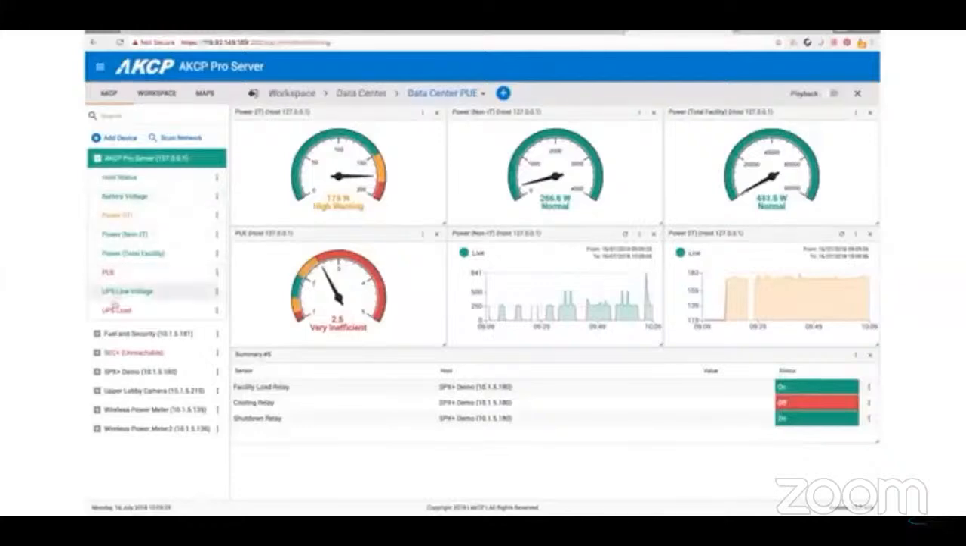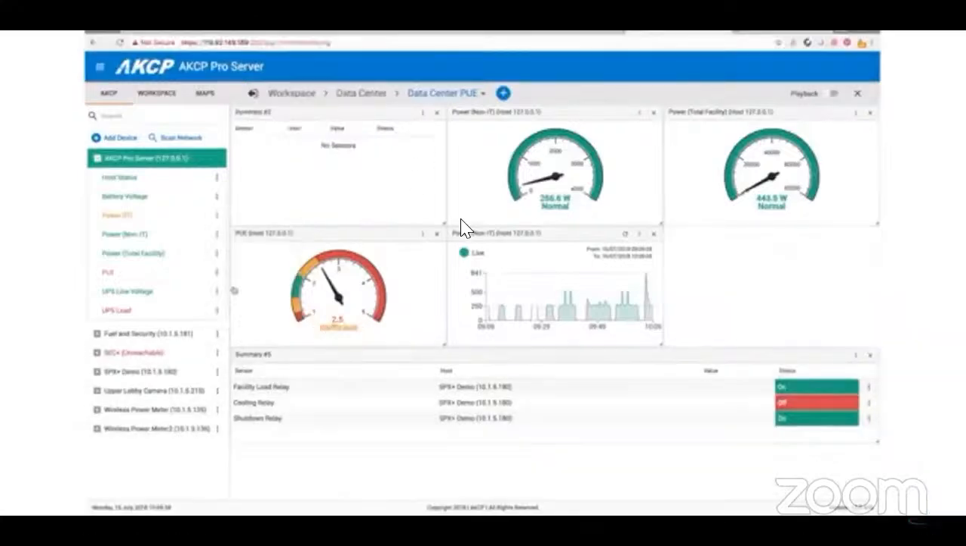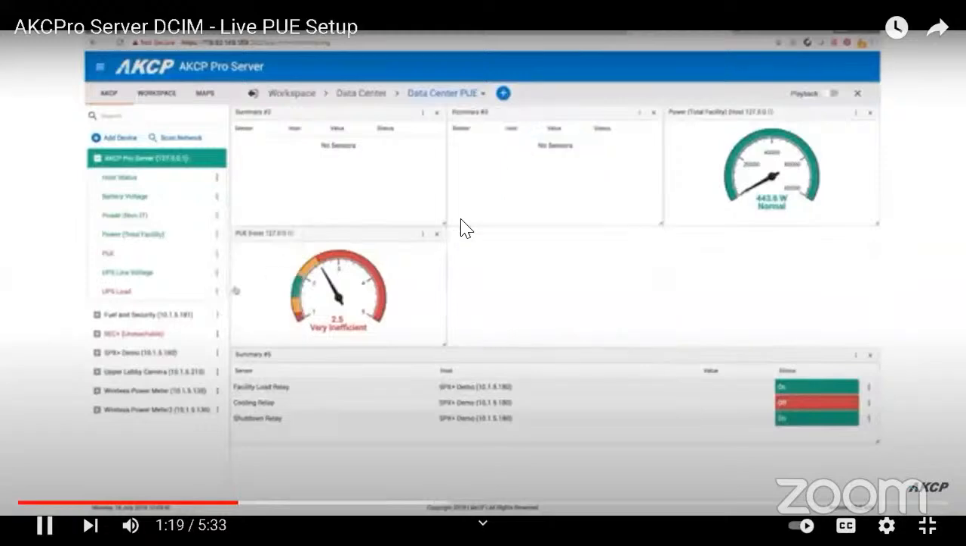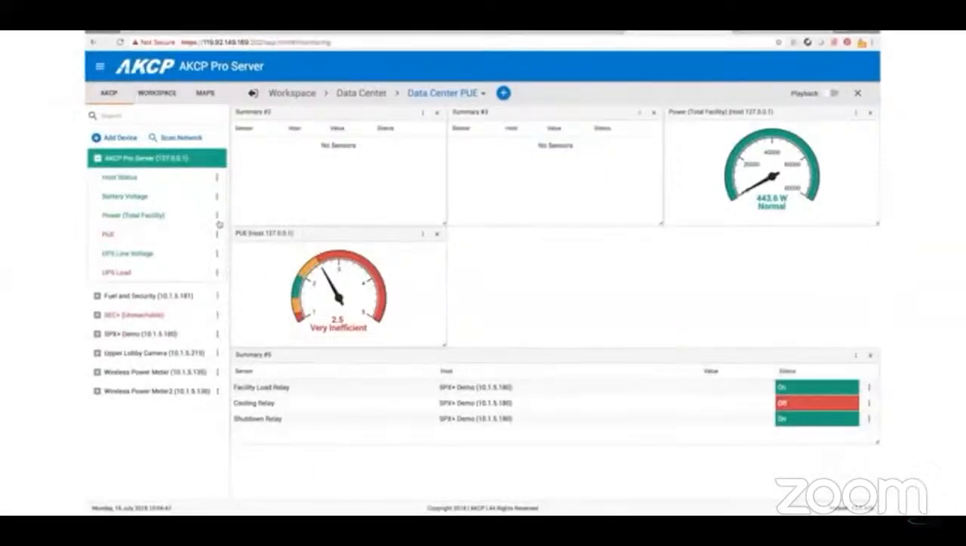So I've already got a PUE virtual sensor set up here. That's the one that you can see displayed. I'm going to remove this and we'll set up from scratch. So if we offline the PUE sensors that I already have here, we can set this up again.